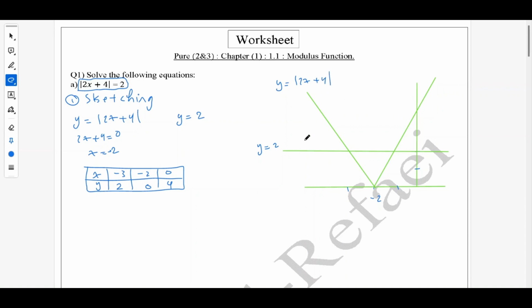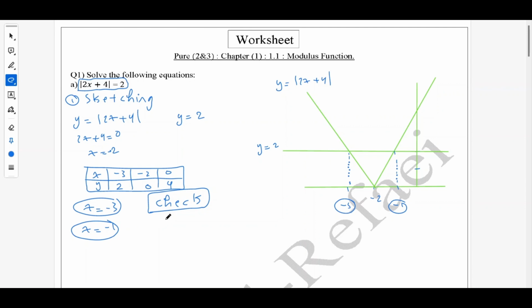Now, as you see, the two graphs intersect at 2 points, when x equals negative 3 and when x equals negative 1. So I have two solutions: x equals negative 3, x equals negative 1. I always tell my students that you should check, always check, whether you use the sketching way, the change sign way, or the squaring way.